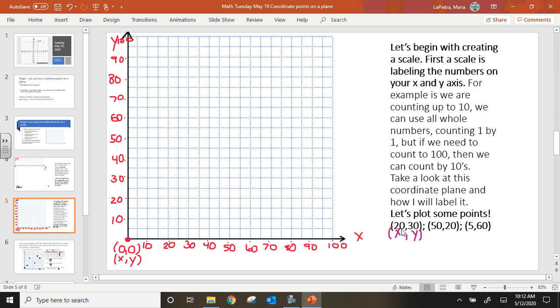Find your 20 first. So it's on the x, so you're going to go over. Always, always, you're going to go on the x first. Here's my 20. My y is asking for 30. So first I go over to my 20, up to my 30. Here we go, up to my 30. And that's where I plot my point.